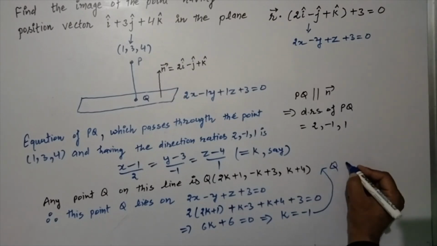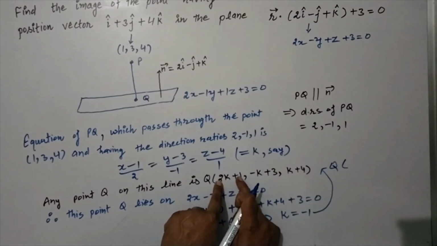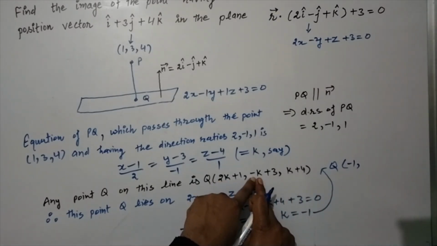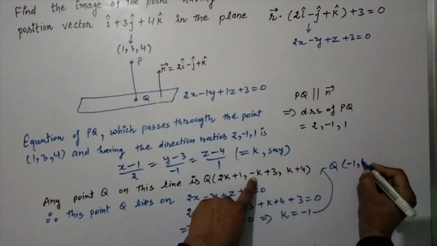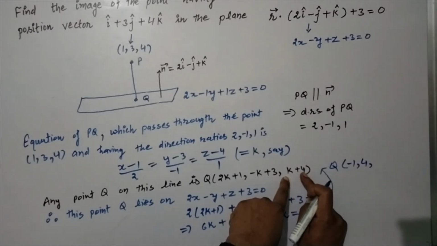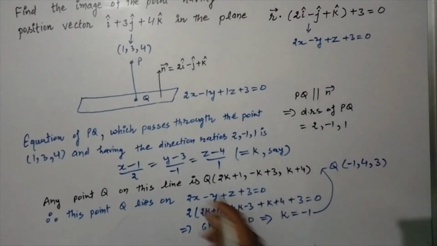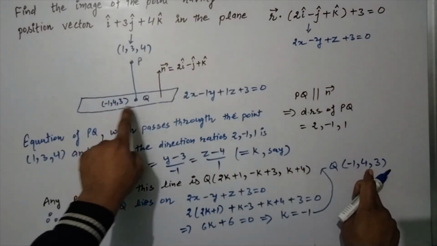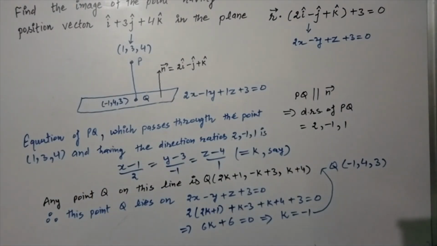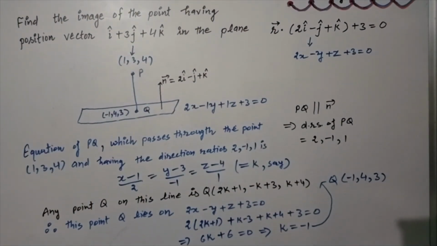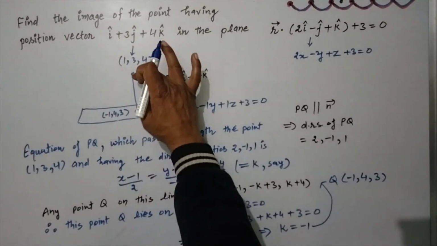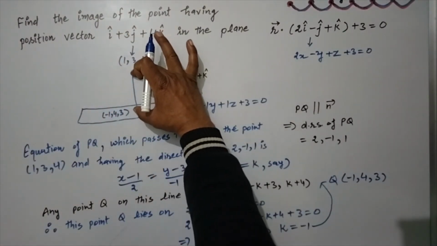If k is minus 1, then Q becomes: minus 2 plus 1 is minus 1; plus 1 plus 3 is 4; minus 1 plus 4 is 3. So the coordinates of Q are obtained: (minus 1, 4, 3). These are the coordinates of Q. But what is our question? Our question is to find the image of the point in the plane.